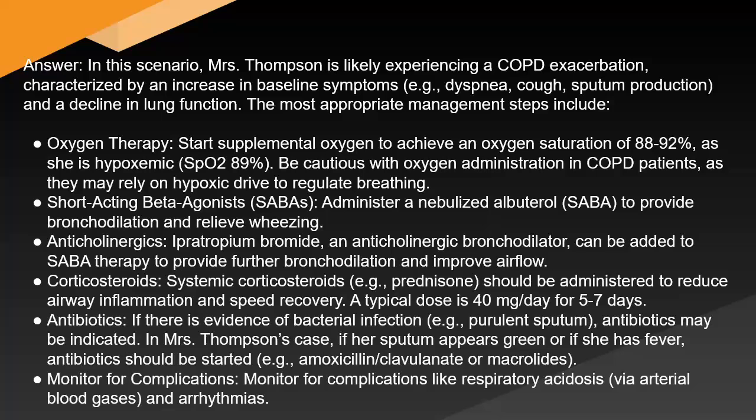Anticholinergics: ipratropium bromide, an anticholinergic bronchodilator, can be added to SABA therapy to provide further bronchodilation and improve airflow. Corticosteroids: systemic corticosteroids, e.g. prednisone, should be administered to reduce airway inflammation and speed recovery. A typical dose is 40 mg per day for 5-7 days.